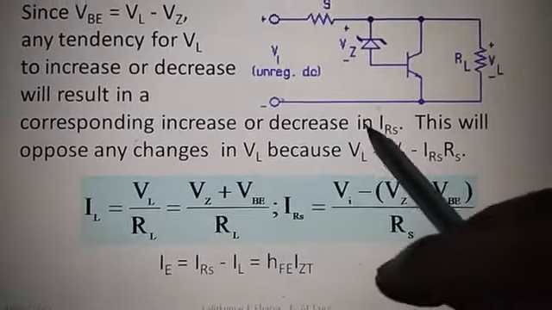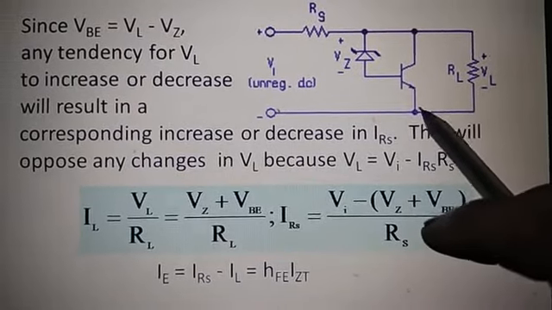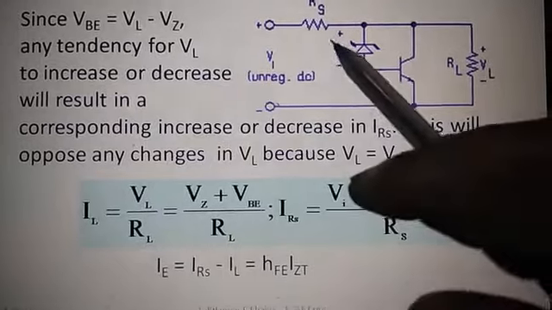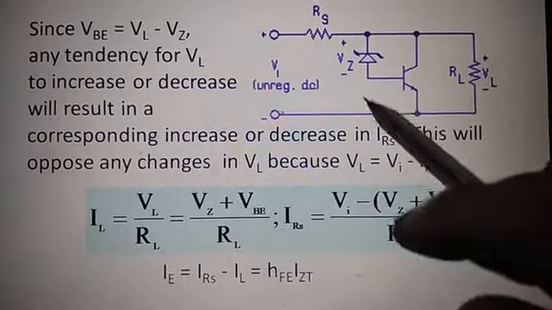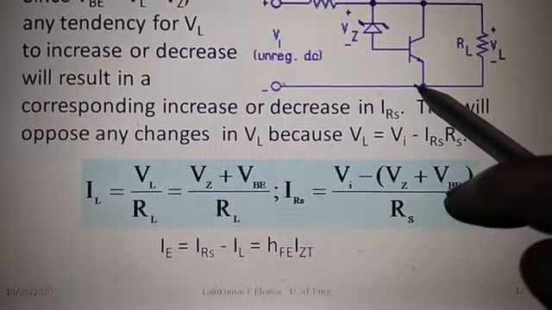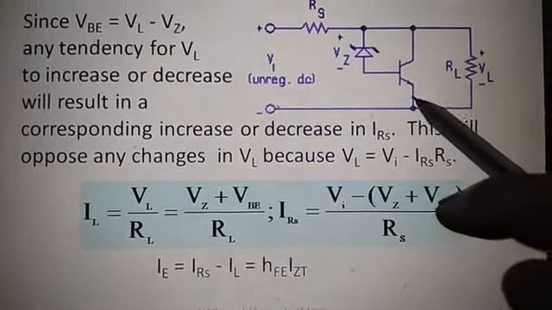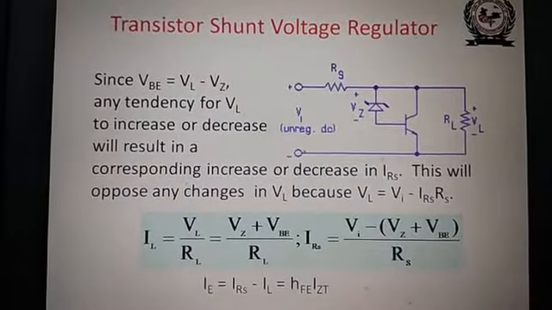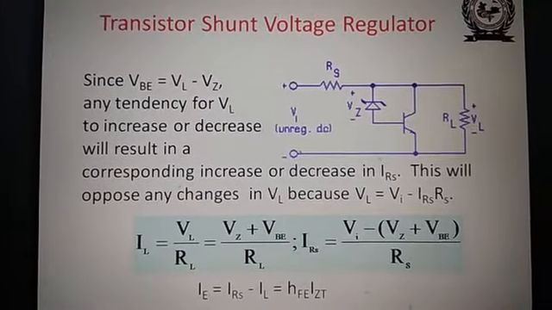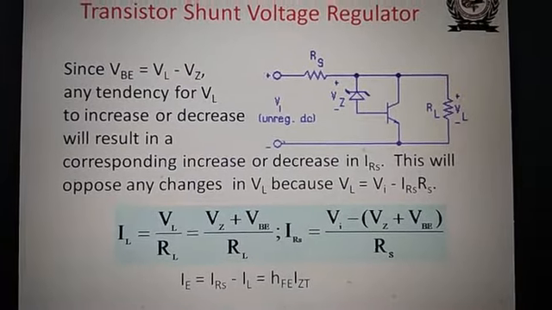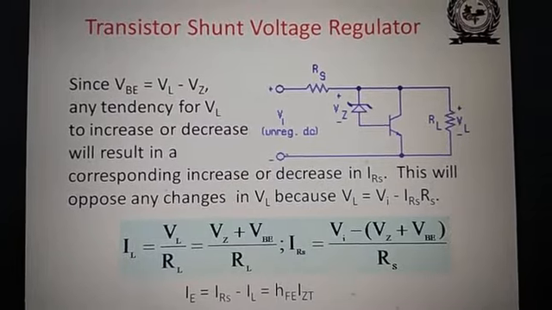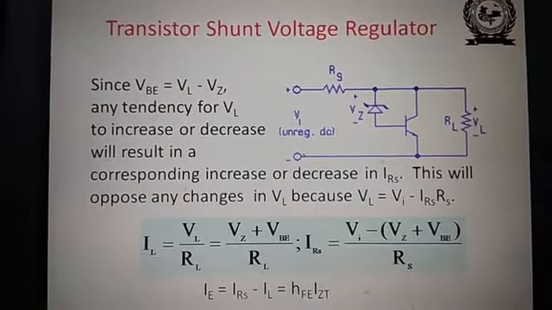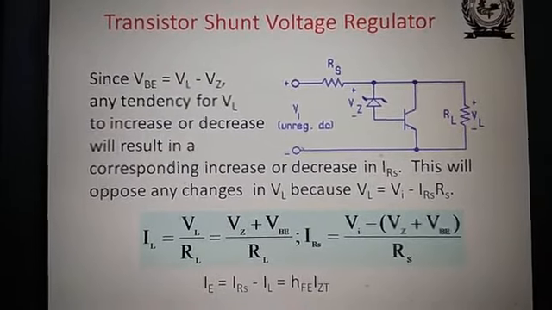And IE, the emitter current, is equal to this IRS minus this IL. This IRS here and IL here, so you will get the IE here. This is equal to HFE into IZT, current through this transistor shunt regulator. So these are the two basic regulators of the transistors: transistor series regulator and transistor shunt regulator.